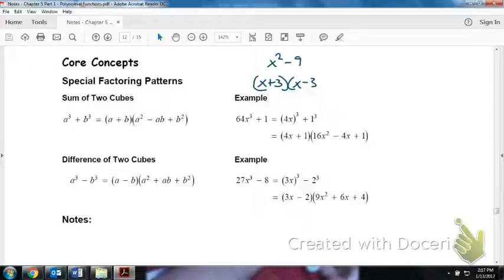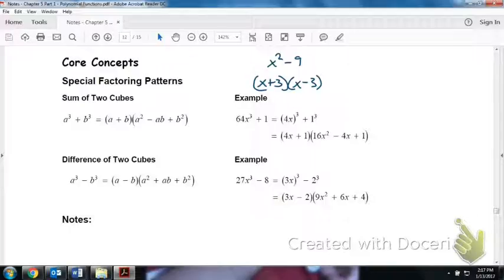You can take the square root of the 9, and it goes there. You can take the square root of the x squared, and it goes there. You can take the square root of both of them and just put it up. You can do the same thing with the difference of cubes. So these are both perfect squares. Well, if they're perfect cubes, you can do the same thing, but there are two patterns to look for.